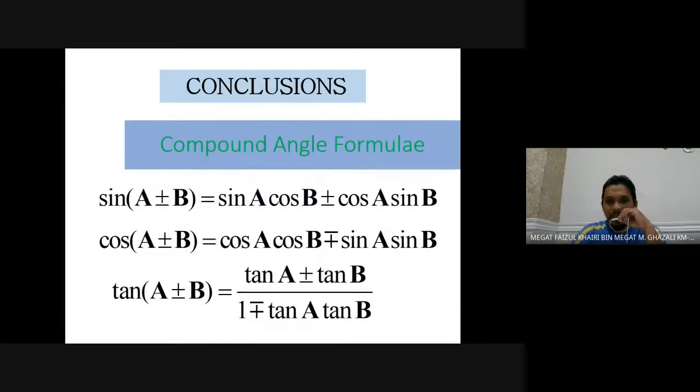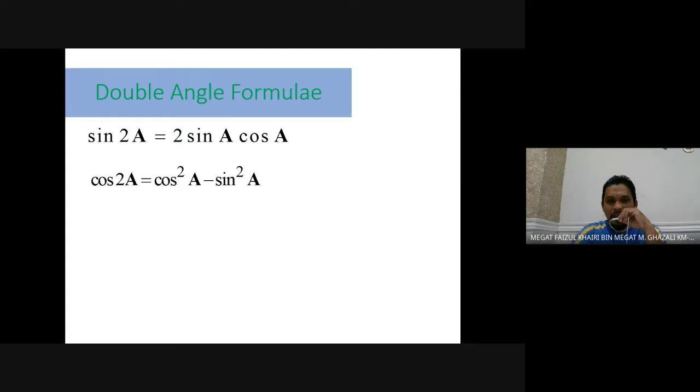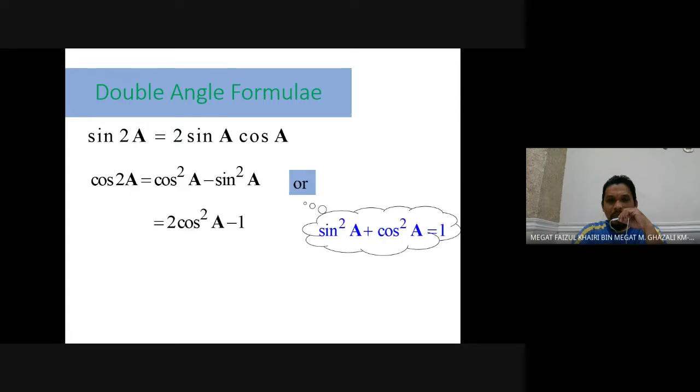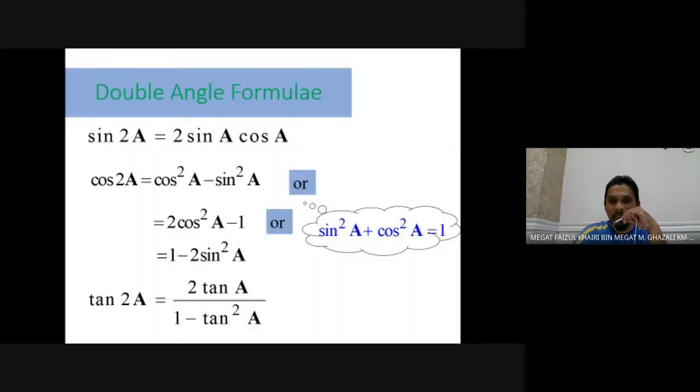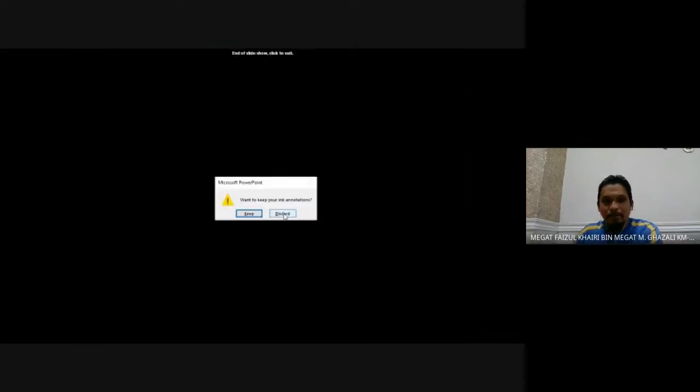Class, there are quite many angle formulas that we need to remember, but in every examination they will give you all these formulas. Okay, so right now we move to the second part.